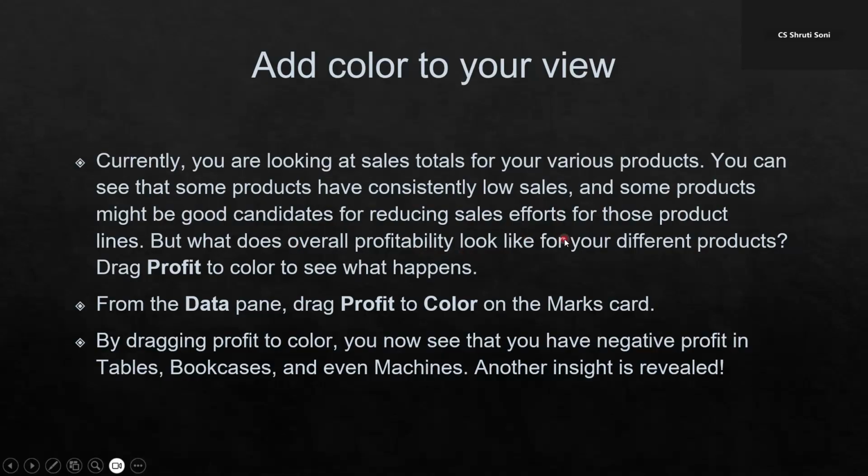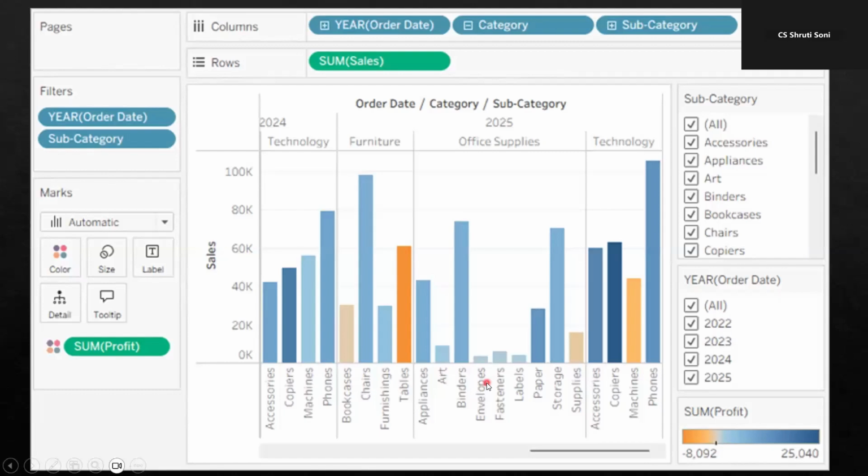But what does overall profitability look like? In that case, you can drag Profit to Color to see what happens. You just drag Profit to Color on the Marks card, and then you'll see you have a negative profit in the case of tables, bookcases, and even machines. So this is how it's going to look. You modified the profits here, and then you see the difference.